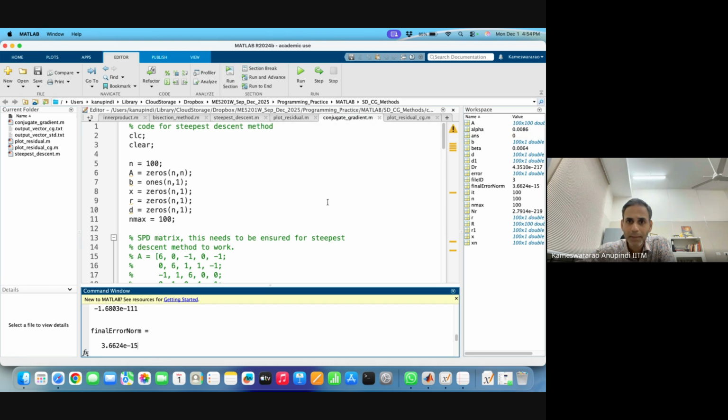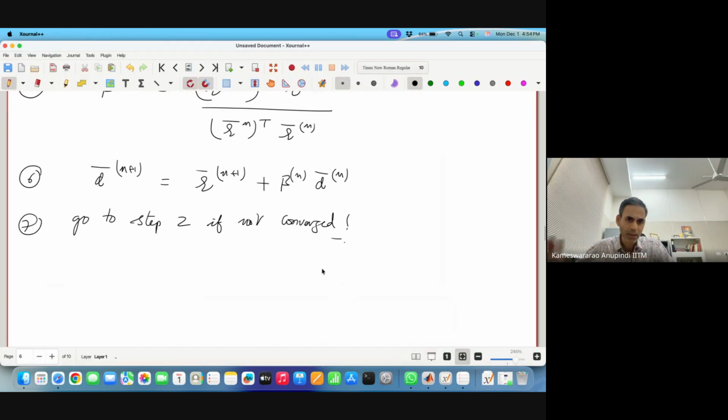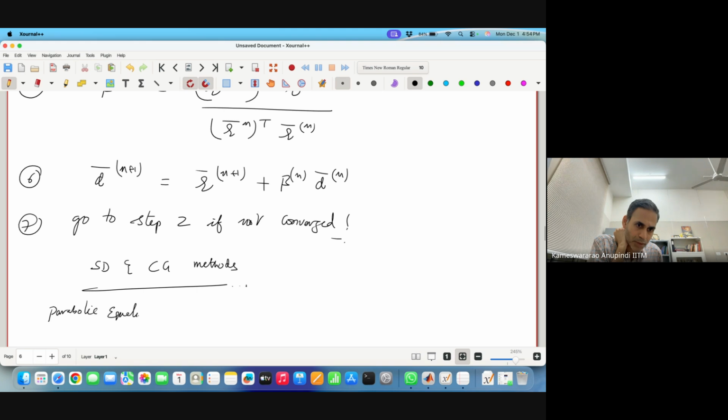Fine. I'm going to share all these files so that you can also play with them and then learn. So that kind of finishes the conjugate gradient method and the steepest descent method. So that finishes the steepest descent and the conjugate gradient methods, which are both of the gradient type methods. So tomorrow, let us look at the solution to parabolic equations.